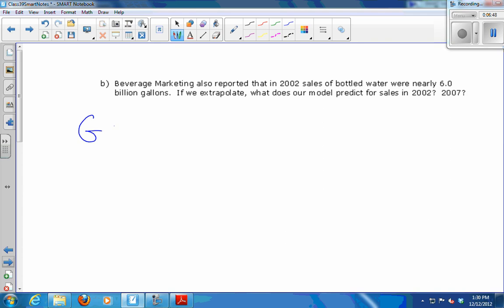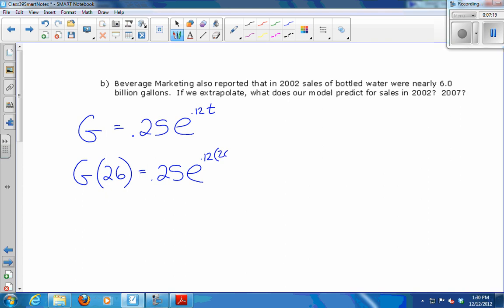So here's my model, 0.25 e to the 0.12 t. And what should I plug in for t for the year 2002? Yes, 26, because 2002 minus 1976 is 26 years later. So I'm going to do g of 26. And this is going to be a good check on the accuracy of my model. I'm going to see what my model predicts and compare it to what actually happened.